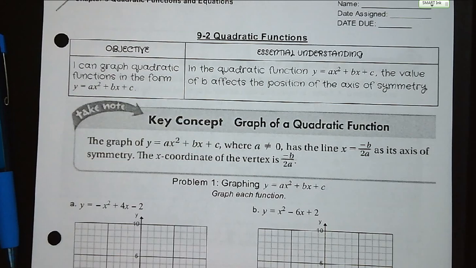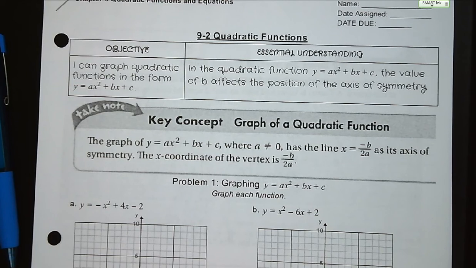Hi guys, welcome to lesson 9.2, quadratic functions. Our objective for this lesson is that I can graph quadratic functions in the form y equals ax squared plus bx plus c. In the quadratic function y equals ax squared plus bx plus c, the value of b affects the position of the axis of symmetry.